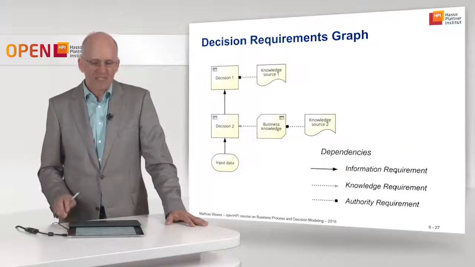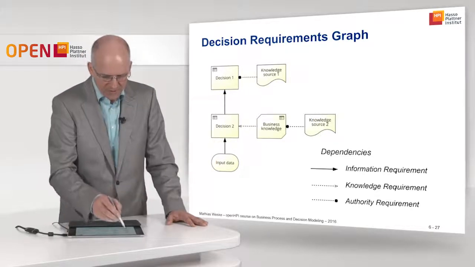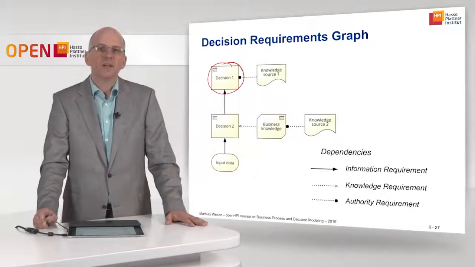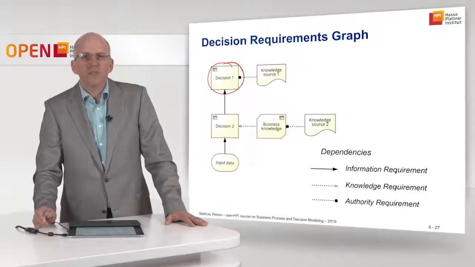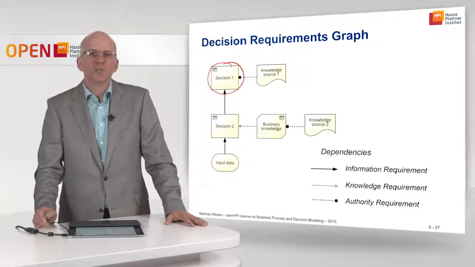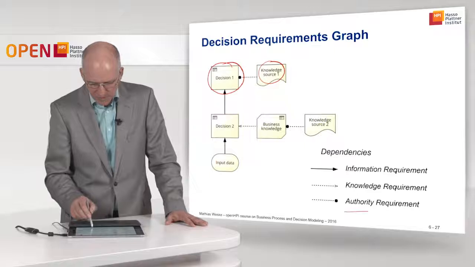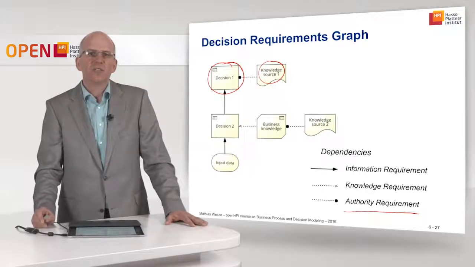So looking at an abstract example here, we have decision one that we would like to come up with. It uses a knowledge source. So there is knowledge source one attached here, and we see that it is attached through a so-called authority requirement. So knowledge sources are attached to decisions and also to business knowledges by so-called authority requirements.